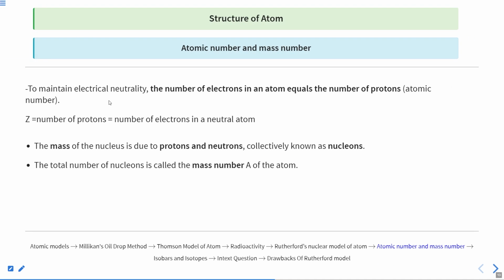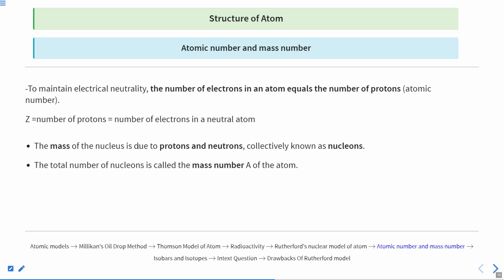Now if you talk about a neutral atom, to maintain electrical neutrality, the number of electrons equals the number of protons. So in a neutral atom, you can say the number of electrons is the atomic number, but that is not always the case, because the number of protons is the most basic one. We cannot just take out a proton very easily. Therefore, we define the atomic number as the number of protons. The same thing is written here: Z is equal to the number of protons, which is equal to the number of electrons in a neutral atom.